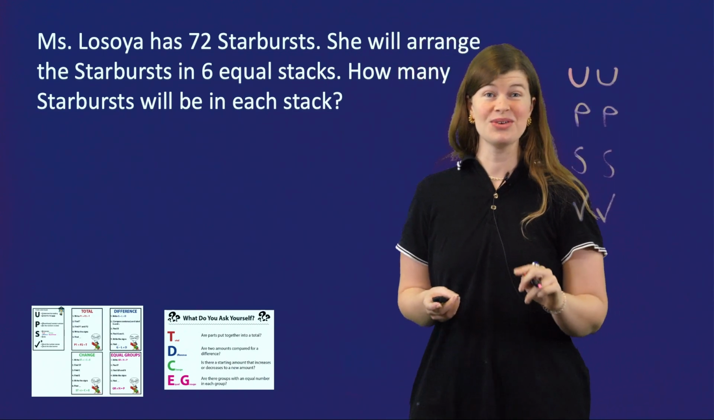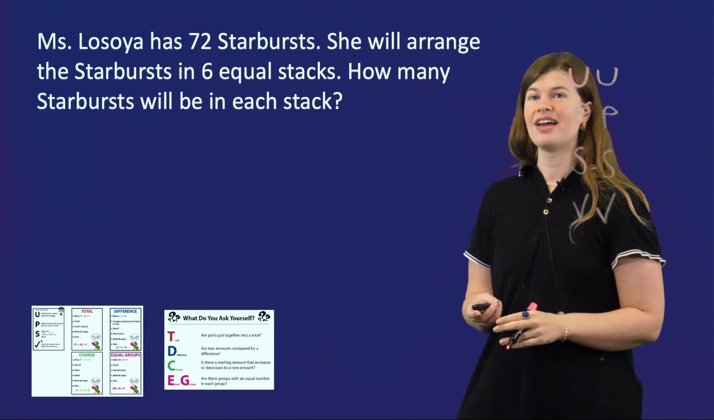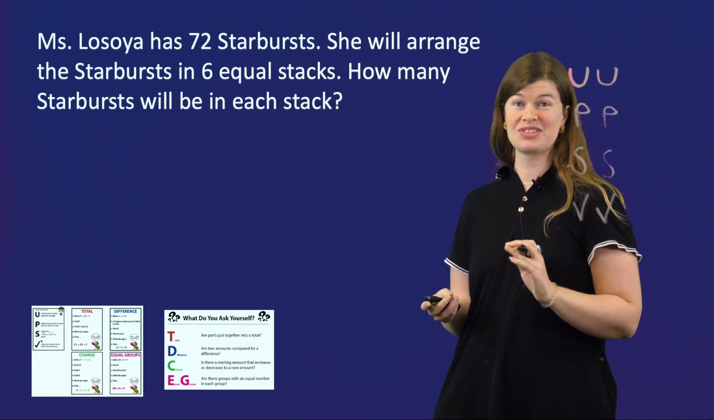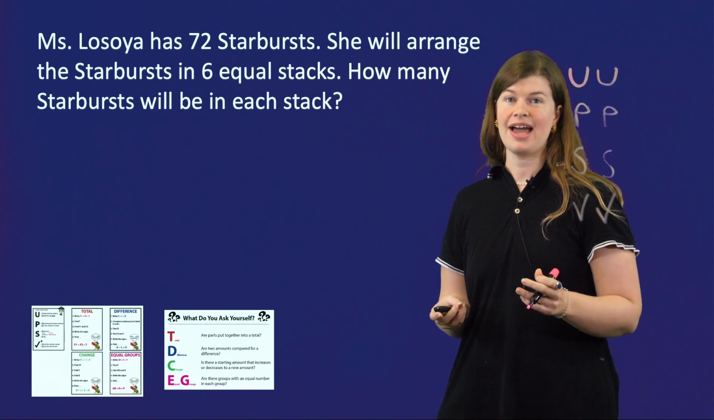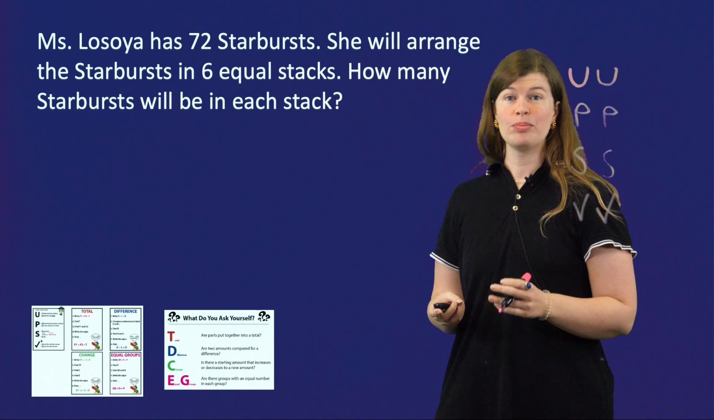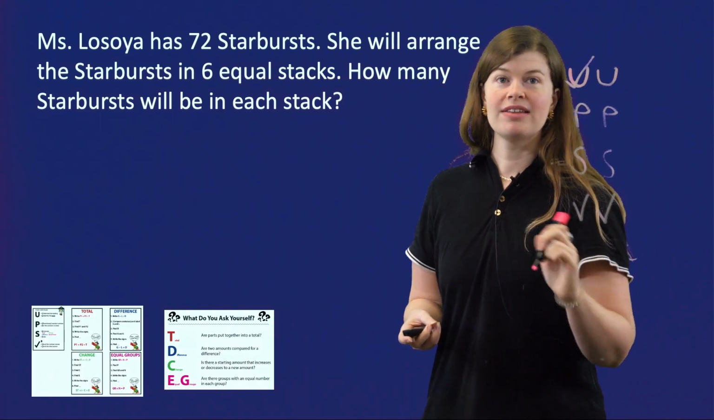Our first letter U stands for understand by reading, so let's read. Miss Lasoya has 72 starbursts. She will arrange the starbursts in 6 equal stacks. How many starbursts will be in each stack? We read the problem, we understood by reading, let's check that off.